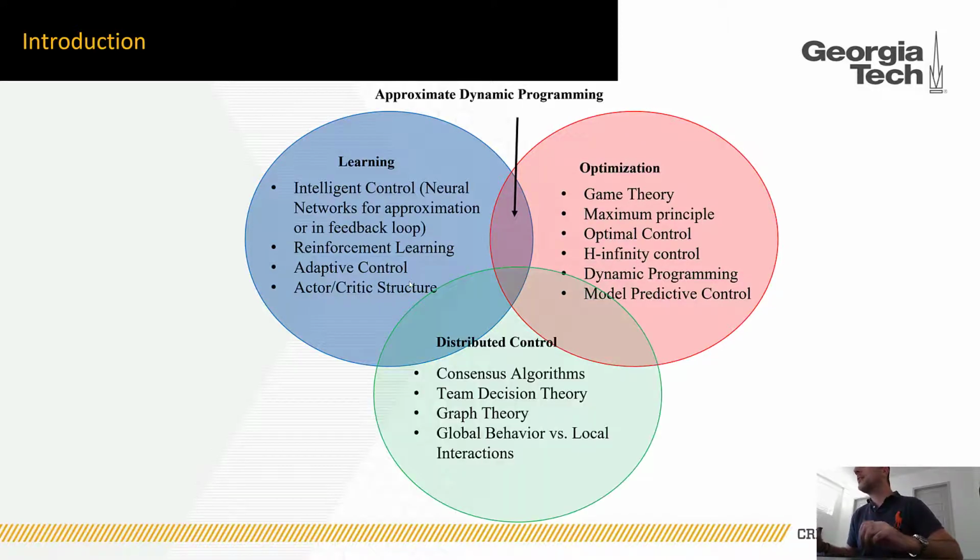addresses the curse of dimensionality. Of course, as controls people, we're also interested in what is called distributed control. So we want to make everything work in a more distributed way. Okay, so this was how everything interacts in this bubble. So again, we need ideas from learning itself, from optimization, and from distributed control to design efficient learning-based systems.